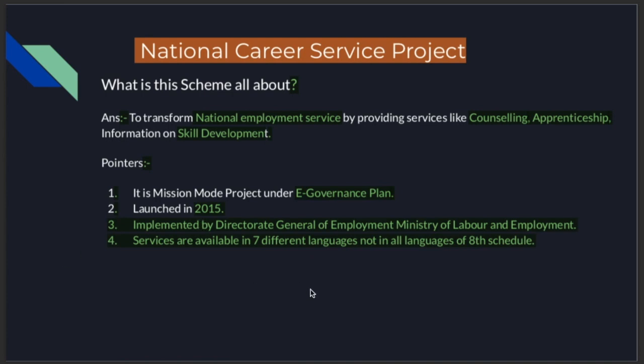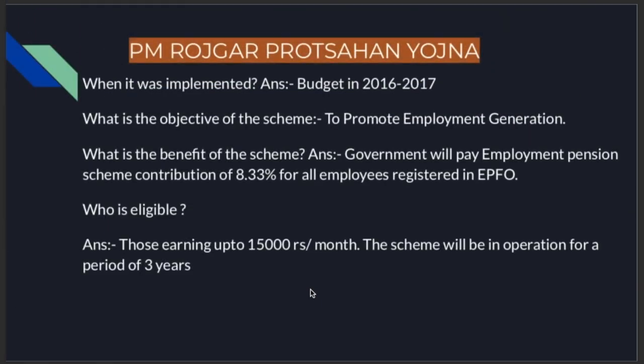Now, moving to the next important scheme under the Ministry of Labor: Pradhan Mantri Rojgar Protsahan Yojana. Now, when the Pradhan Mantri Rojgar Protsahan Yojana was launched, or implemented, it was first announced in the budget of 2016-17. What is the objective of this scheme?